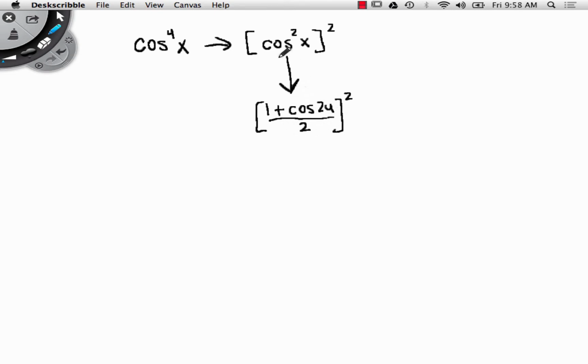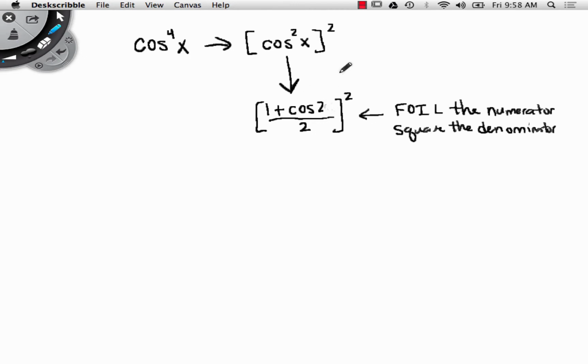Yeah, but last time I had cosine of 4x. The first problem that we had was sine to the fourth. Look at the paper he gave us. Okay, yeah. Now, what's going to happen here is I'm going to FOIL the numerator, and I'm just going to square the denominator. You want to make sure you change this to x. Yes, thank you again. I did it again, didn't I? Sorry. That should be a 2x.